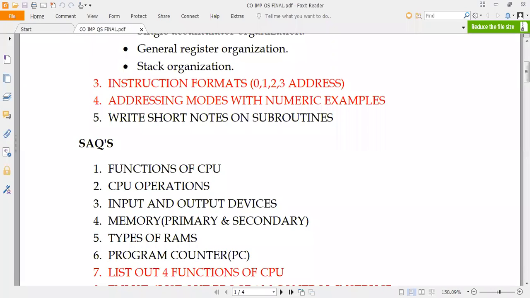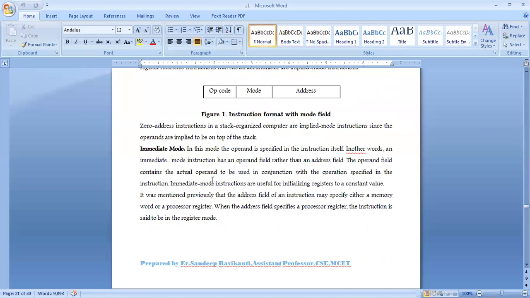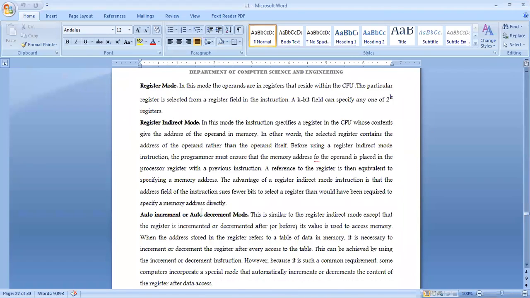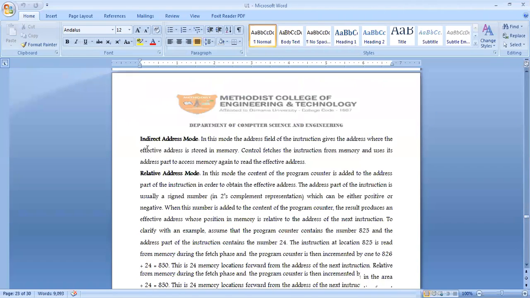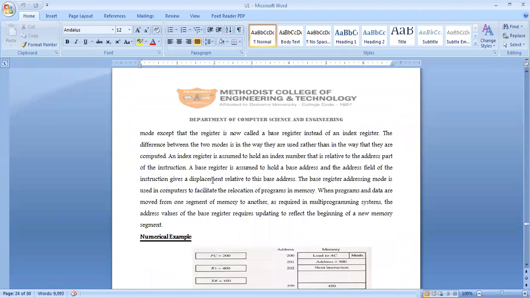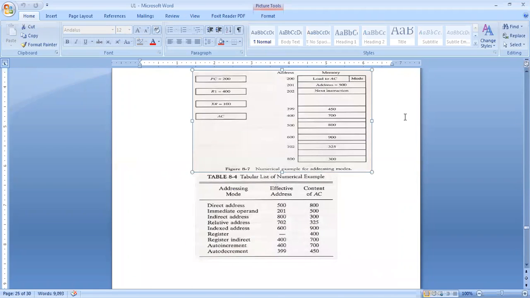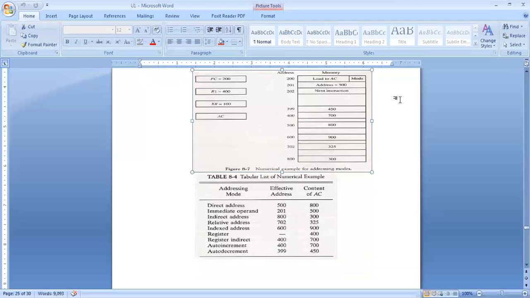Here you can see the addressing modes: immediate addressing mode, register indirect, auto increment or auto decrement, direct addressing mode and indirect addressing mode, relative and index addressing mode, base register index addressing mode. Along with that, we need to write the numerical example too. Sometimes he will ask to explain addressing modes with numerical example.